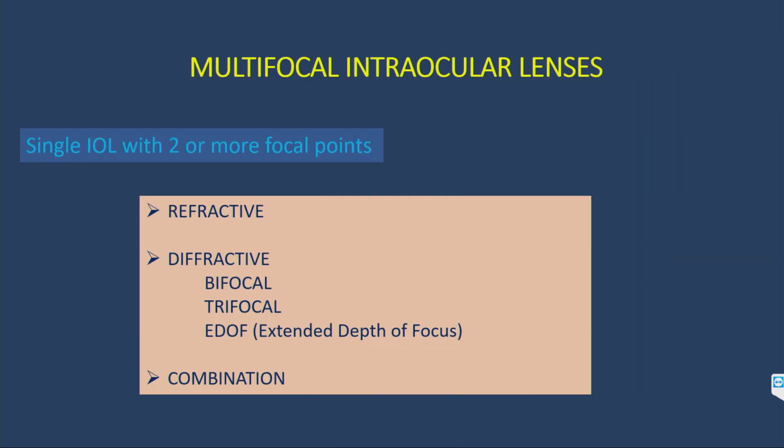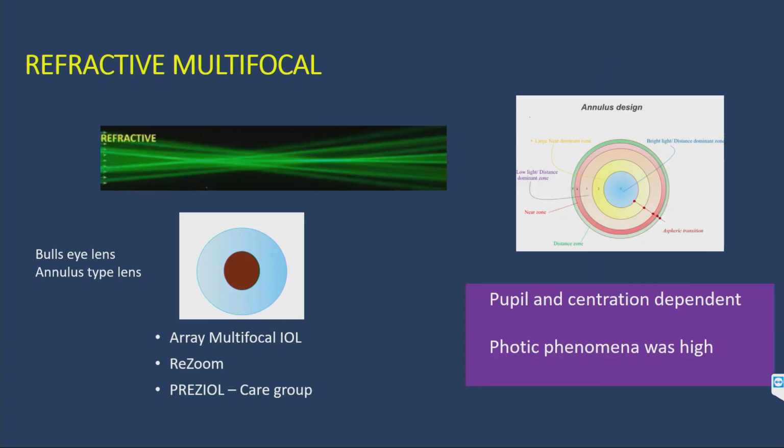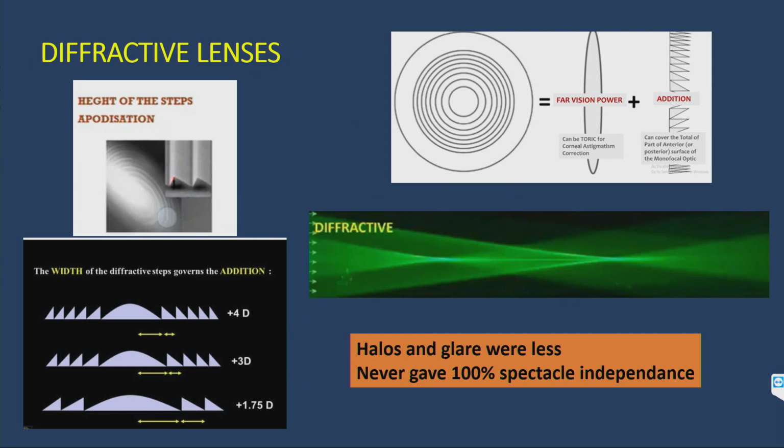These lenses give two or more focal points. Mainly they are of two types, refractive and diffractive. In diffractive, we have bifocals, trifocals, and extended depth of focus intraocular lenses. Refractive lenses have multiple rings on the optic, and each of these rings focuses light at a particular focal point. These lenses were pupil and centration dependent, and the photic phenomena were high, so they didn't gain popularity.